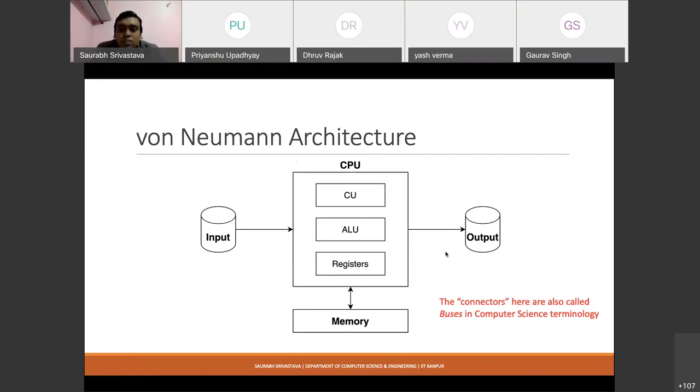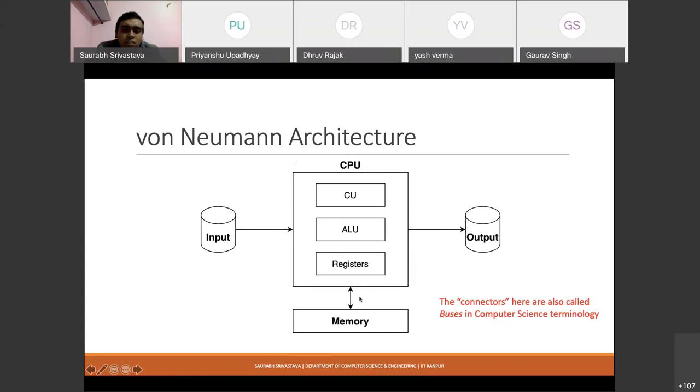Now, this is another term that you might have heard a number of times in your life, but you might not have understood what those buses are. So buses in a computer are basically these connectors. They connect different components of a system. So they connect the input devices to the CPU, they connect the output devices to the CPU, they connect the input devices to the memory, they connect the output. This I have not shown, but basically there is a connection here as well. It's just too messy to show everything. So all these connectors are buses, okay?